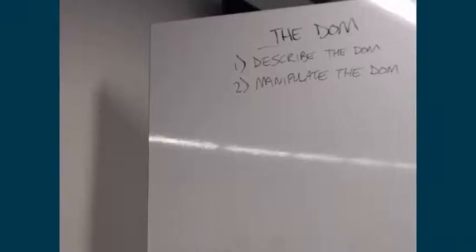HTML is parsed into the DOM, so it's string to a tree. That tree is rendered in your browser, so it displays a certain way.